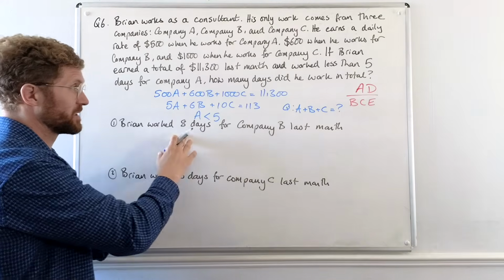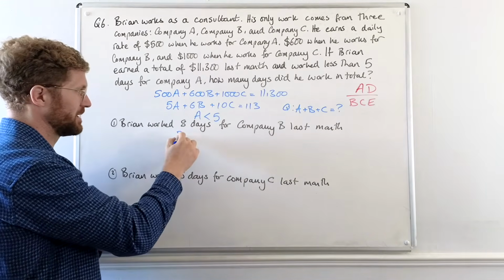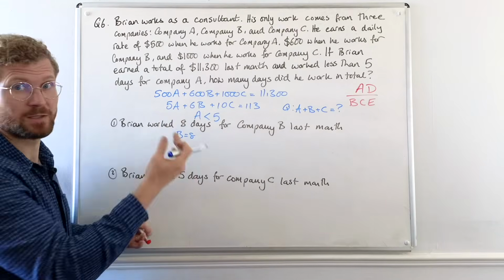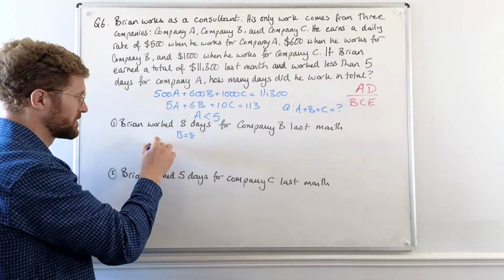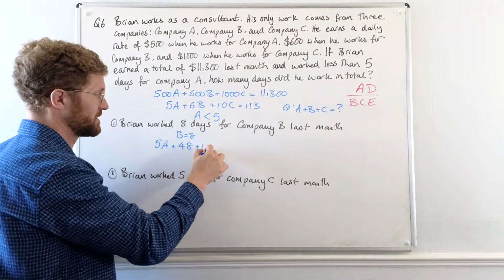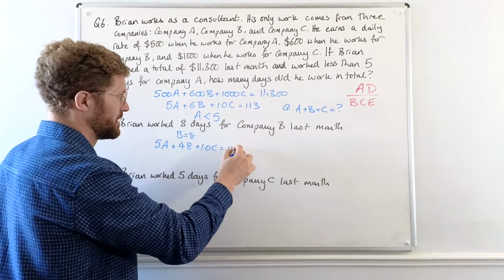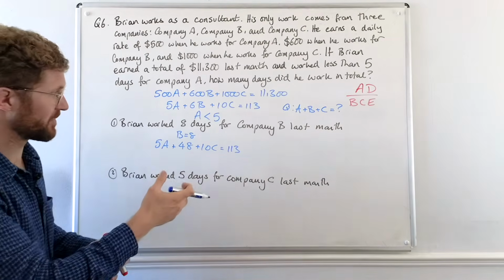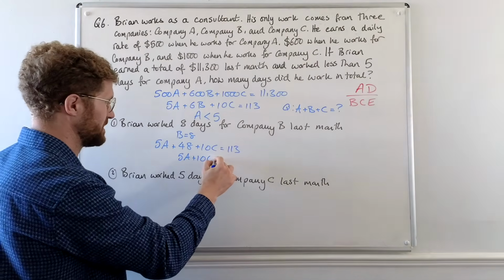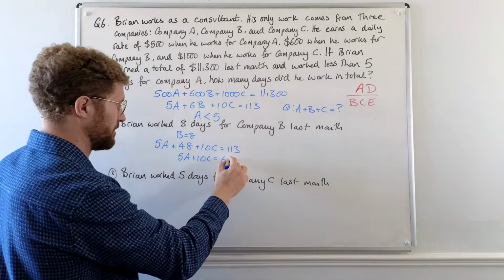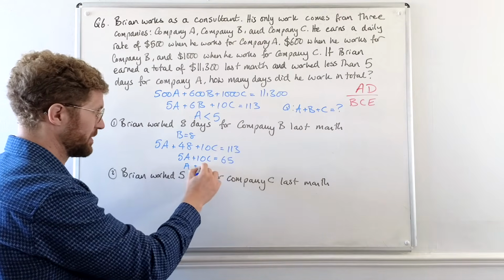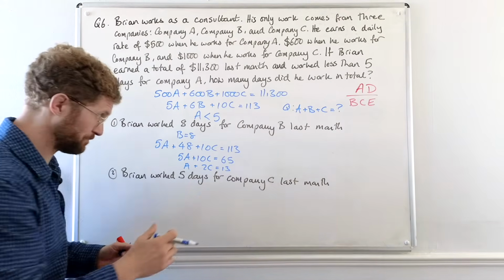So statement 1 tells us Brian worked 8 days for company B last month. So straight away, B is equal to 8. And I can plug this into my equation and see where this takes me. So 5A plus 6 times 8, that's 48, plus 10C is going to be equal to 113. Subtract 48 from both sides, and I'm going to get 5A plus 10C is equal to 65. Everything there is divisible by 5, so we get A plus 2C is equal to 13.